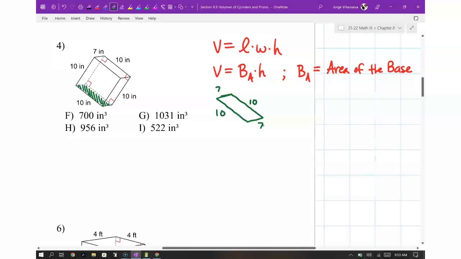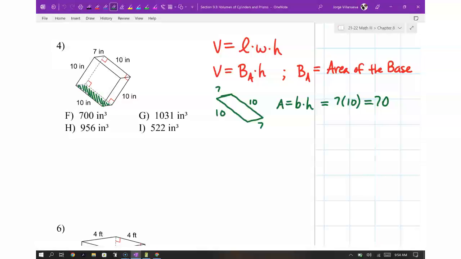Now, if you guys remember, we did these. These are called parallelograms, right? That shape that I have, that's a parallelogram. The area is base times height, right? 7 times 10. That's 70. Okay? So that's the area of that green shaded region.